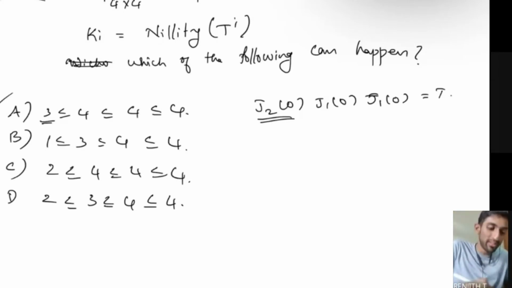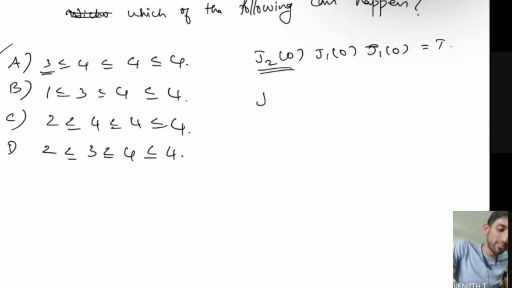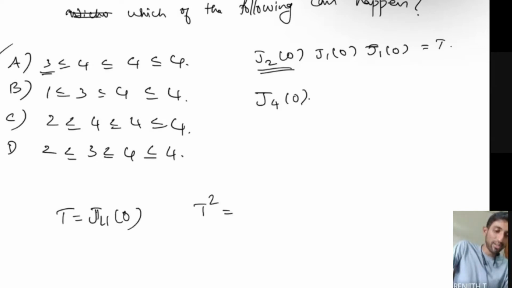Okay. Now what about the another one? Nullity of T is 1. Okay, so nullity of T is 1 means the Jordan form must have only one block, so it must be J4 of 0. In J4 of 0 there will be 3 ones. If you square it, there will be 2 ones. So if T is equal to J4 of 0, then T square will be 0 0 1 0 0 0 0 1 0 0 0 0 0 0.